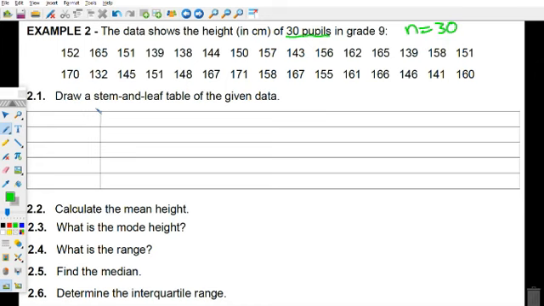So, let's have a look. Draw a stem and leaf table of the data given. Now let's think a little bit. Are we going to draw ones? How do you want to split this data? Let's take the first data point here, 152. So we're going to write a key, and we're going to say 152 centimeters is equal to what? How do you want to split that data? Do you want to say 1 and 52, or do you want to say 15 and 2?